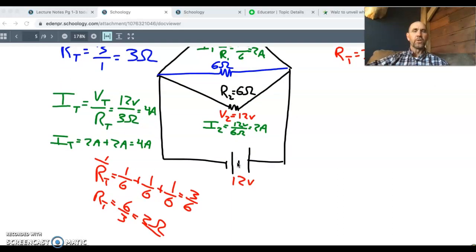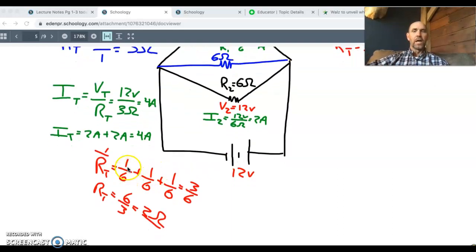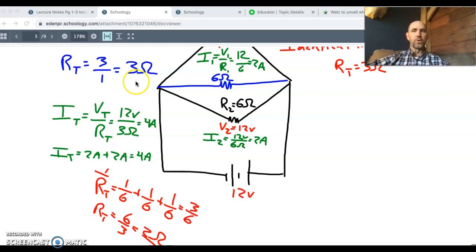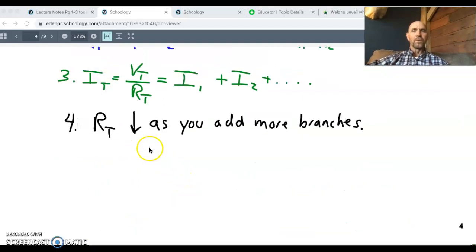If I were to go ahead and do my total resistance now, I would get 1 over 6 plus 1 over 6 plus 1 over 6, which adds to 3 over 6. I flip it to get RT. 6 over 3 is 2. Well, before I had 3 ohms. Now when I add another resistor, I have 2 ohms. So in fact, my resistance went down as I added more branches.